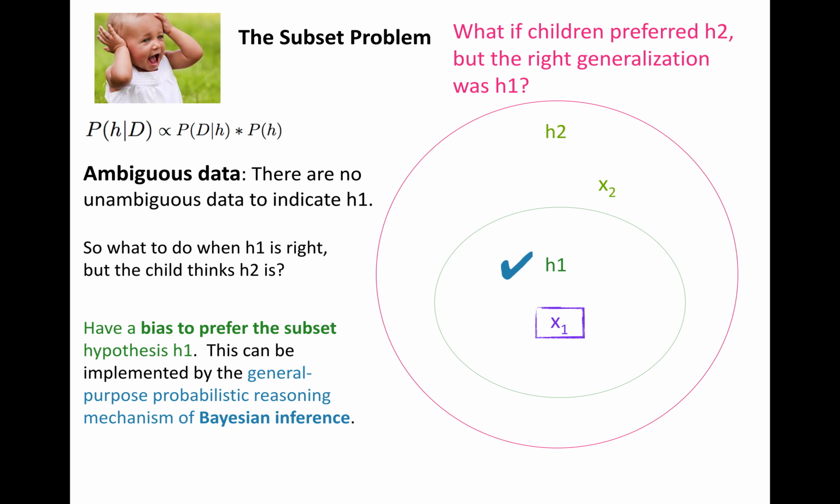So what to do when H1 is actually right, but the child thinks H2 is the right one? What happens when you think the superset is the right one, but the subset is in fact true? Well, that's why it's useful to have a bias to prefer the subset hypothesis. And this can be implemented with what we've been talking about in a couple of other of these podcasts, the general purpose, that is the domain general, used across cognitive domains, probabilistic reasoning mechanism.